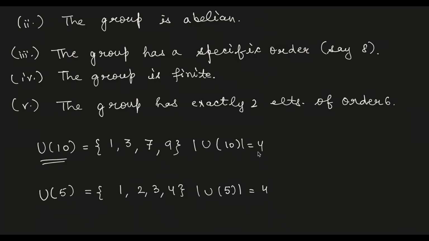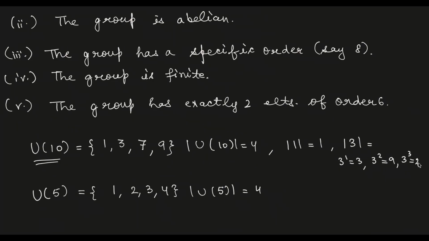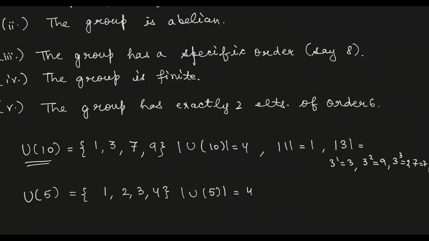Now let us check the order of every element. So order of 1 is 1 only. Order of 3: 3 to the power 1, 3 square is 9, 3 cube is 27, modulo 10 will be 7 only. 3 to the power 4: 3 into 7 is 21, and modulo 10 will be 1. So order of 3 is 4. Is this clear?